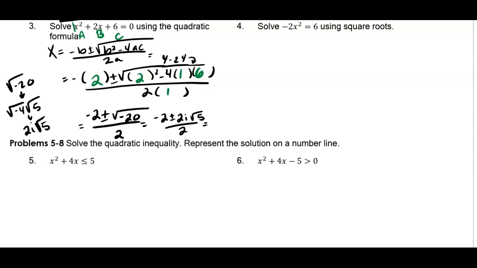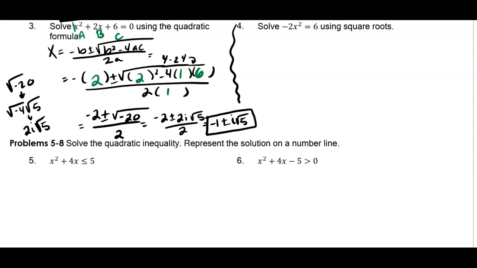Once again, we're not done, because we can divide both of these by 2. So negative 2 divided by 2 is negative 1, plus or minus 2 divided by 2 is 1, so we'll just use the i square root 5. Do not divide the square root by the number in your denominator, only the coefficient of the square root. And once again, since these are not two integers, we're going to leave our answer like this. Let me circle this a little better. Negative 1 plus or minus i square root 5.